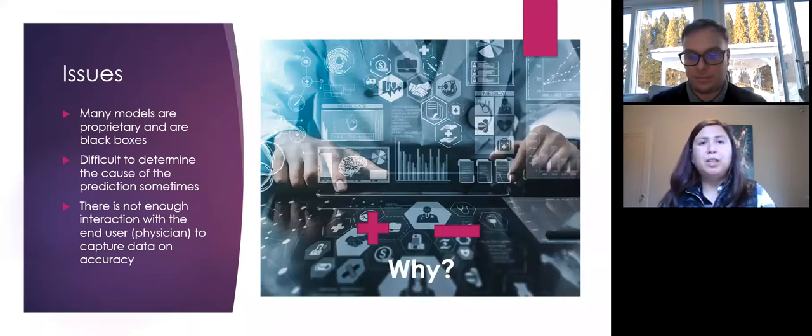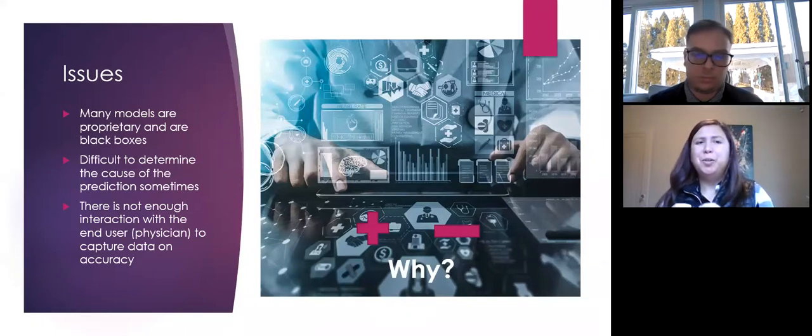So issues, I know I touched on this. Some issues with machine learning models. A lot of these are proprietary. You'll hear black boxes. They are not openly published on how they're designed. We just kind of have to take their output.